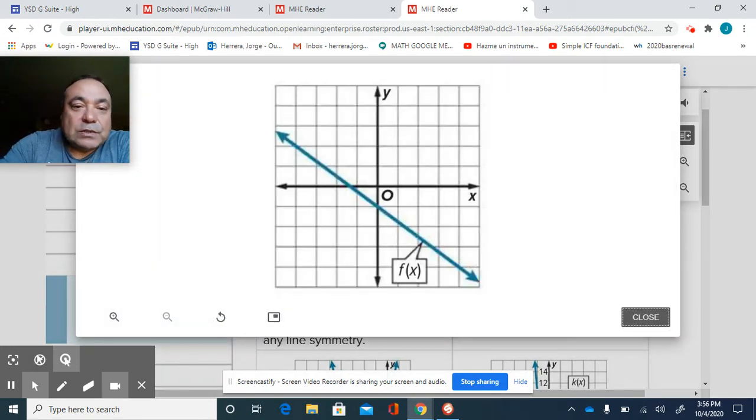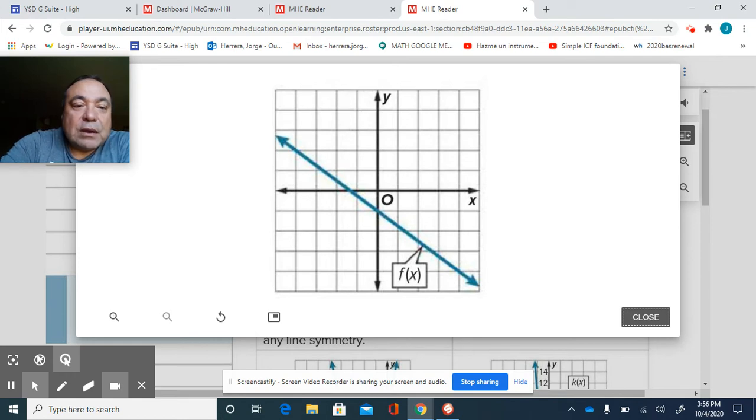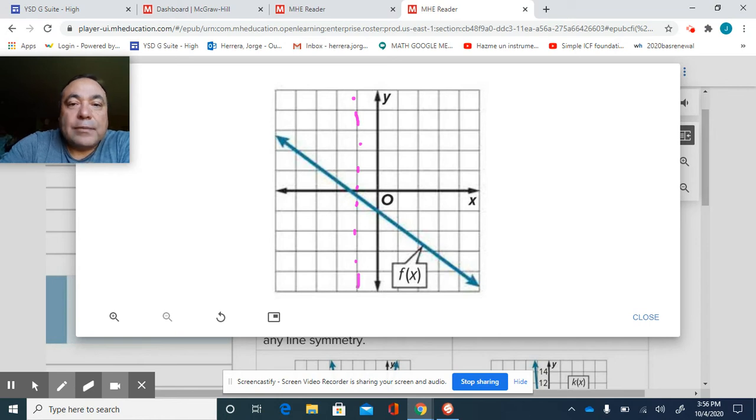If I was to do a line of symmetry here, let me see. This one I don't get exact. And see, this one goes below this way, and that one goes that way. I don't get it. The only way I could get this one to be the same is if we had something like this. That would give us a line of symmetry.